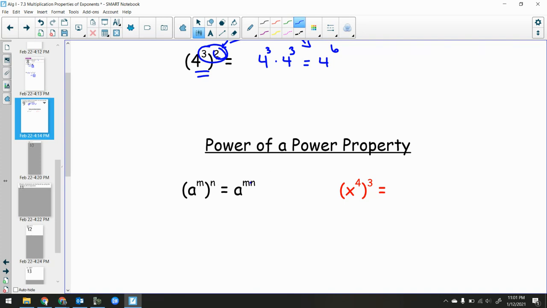a to the m to the n is a to the m times n. I multiply those exponents up top. So for example, x to the fourth to the third would be x to the 4 times 3, or 12th power. Okay.